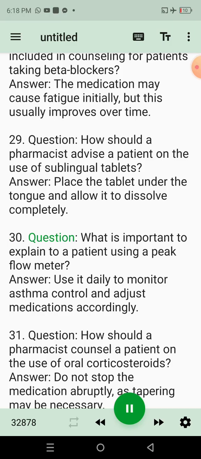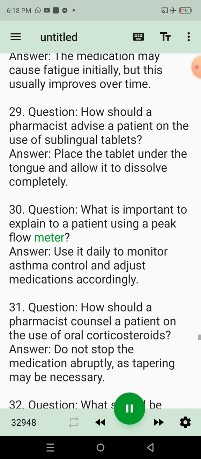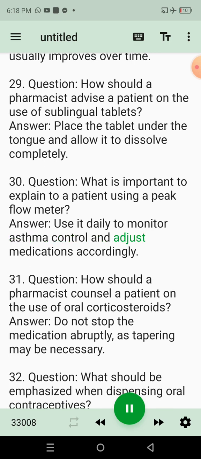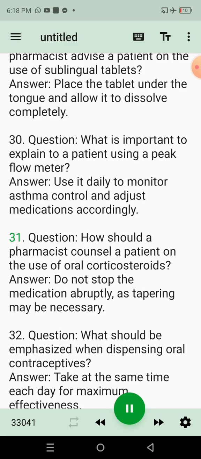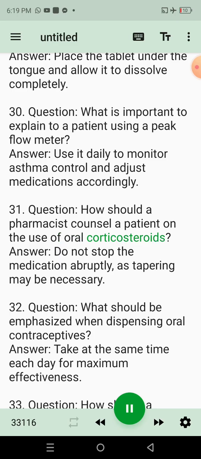30. Question: what is important to explain to a patient using a peak flow meter? Answer: use it daily to monitor asthma control and adjust medications accordingly. 31. Question: how should a pharmacist counsel a patient on the use of oral corticosteroids?